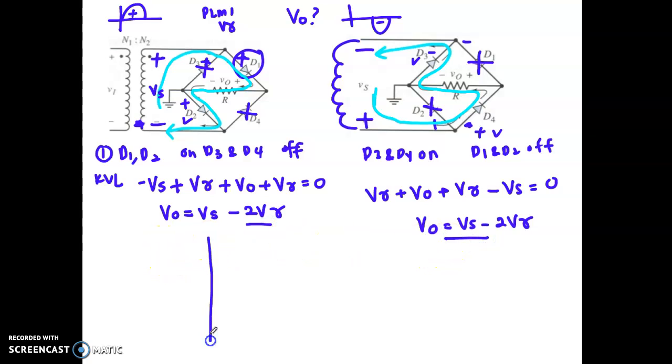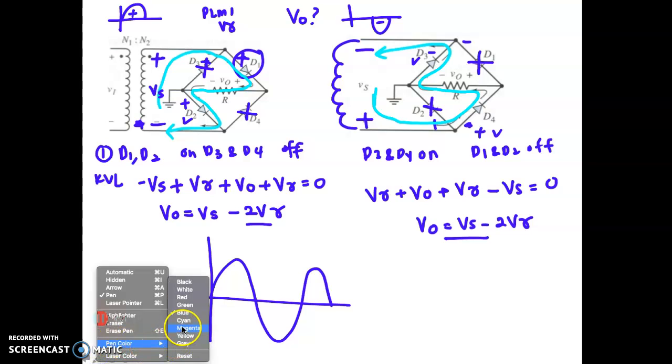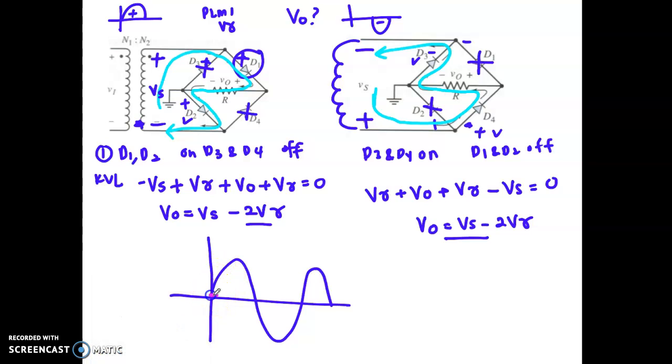So how are you going to plot the graph? Let's say this is your input. Your output will be, this one happens when your VS is less than V gamma, right? So it's not enough to turn on. Let's say your V gamma is equal to 0.7 and you only apply 0.5, so it's still off here. Once it reaches more than 0.7, it starts to have some wave here. So the output here is VS minus 2V gamma. This is at the positive cycle.